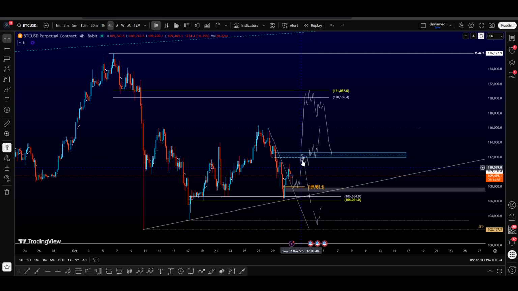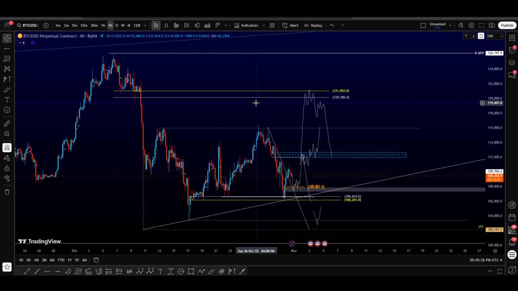But if we do get a push to the upside here, areas looking to short is possibly this $112,000, depending how price reacts. We also have another area to short, 116,000, 120,000, and 126,000, all depending how price is reacting, using the 1 to 2% risk per trade risk management. So that's very straightforward. That's all we're looking for, keeping things very straightforward with Bitcoin.